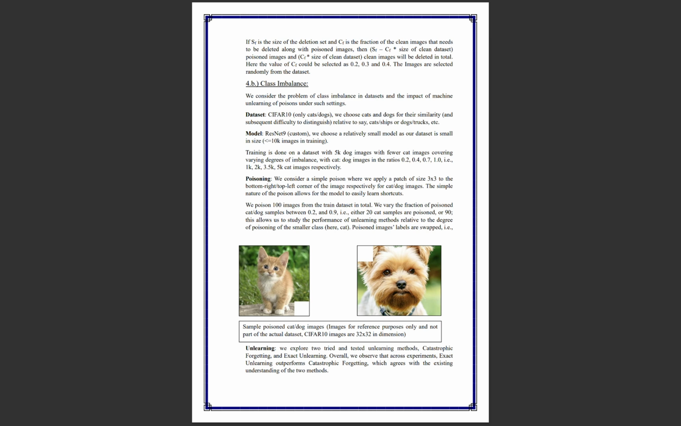Some sample poison images are added here. Images are for reference purposes only.